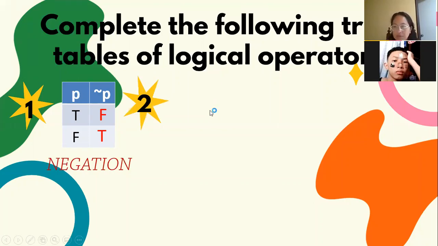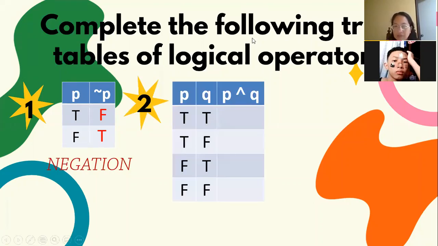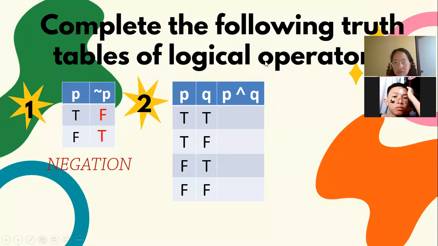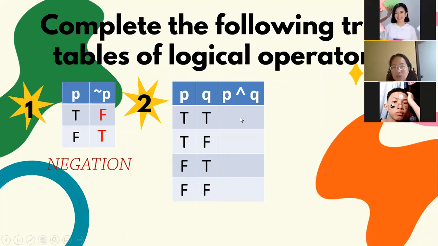Anyone wants to complete the second table? And a volunteer for this? Yes, Shallow? So what do you think? The first one po is true. Okay. The second one po is false. Okay. False and false. Yan. And how do you call this logical operator? Conjunction po. Okay, it's a conjunction.